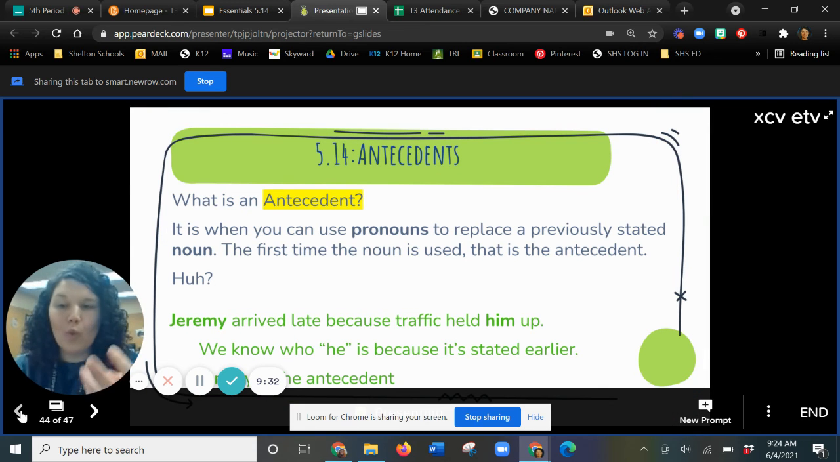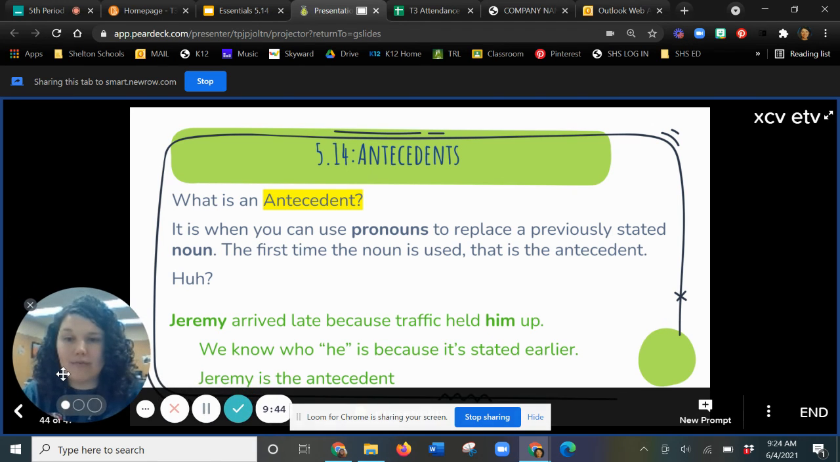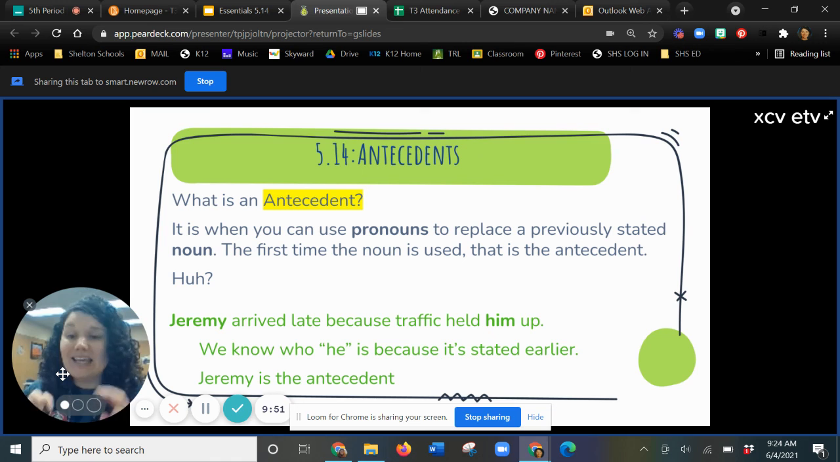So, what is an antecedent? It's when you use a pronoun to replace a previously stated noun. The first time that noun is used, that is the antecedent. So let's go back to our original example. Jeremy arrived late because traffic held him up. We know who he is. The he is our antecedent. Jeremy, the word Jeremy, is the antecedent.